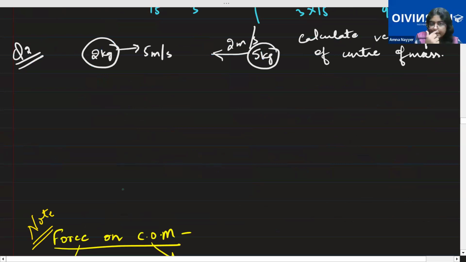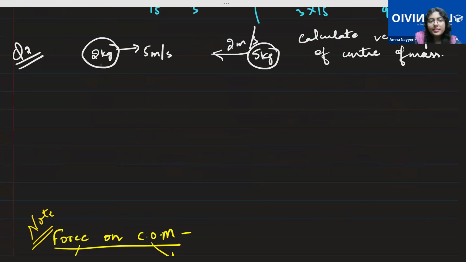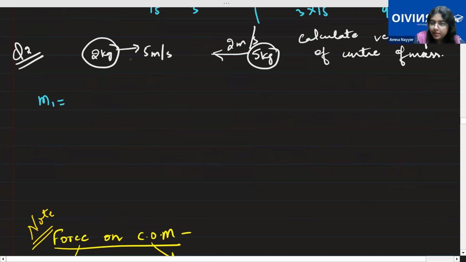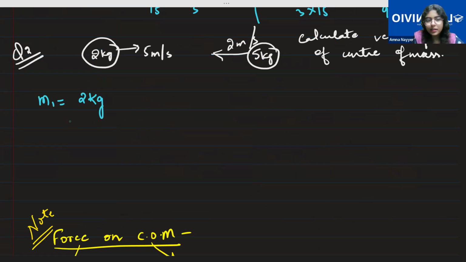Okay, let's see one more question. Now a similar concept we are going to apply. Two bodies are moving towards each other. M1 is equal to 2 kg and M2 is 5 kg. Now regarding the velocities V1 and V2, both the velocities are in opposite directions.